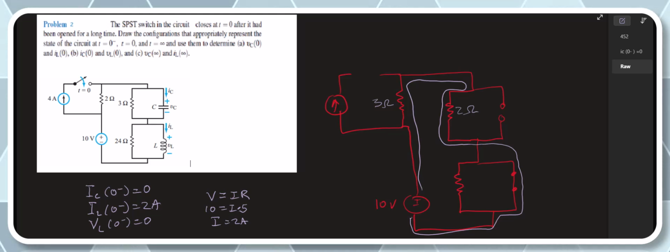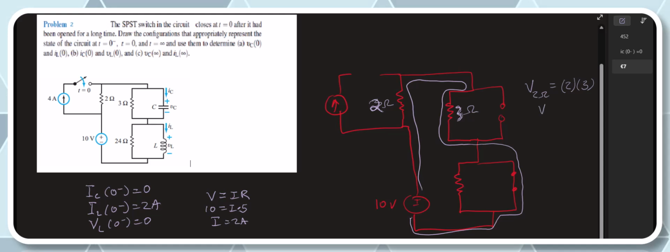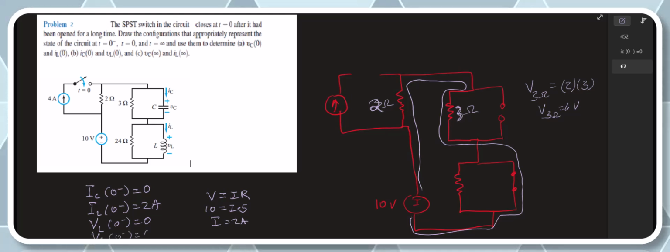The capacitor is in parallel with the resistor, and the voltage across that resistor will be the current, which is 2. That was supposed to be a 3 ohm resistor. And this is the 2 ohm resistor. The current through that resistor, which we know is 2, times its resistance, which is 3. So the voltage across that 3 ohm resistor is 6 volts. That's in parallel with the capacitor. So VC of 0 minus equals 6 volts.